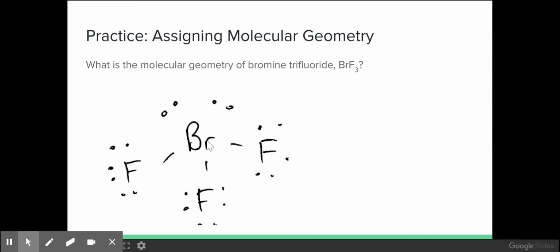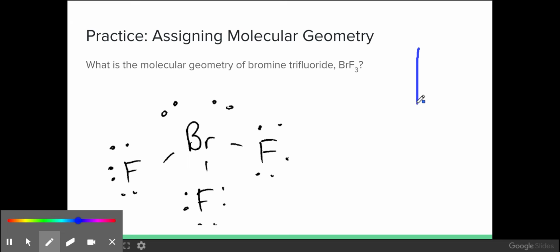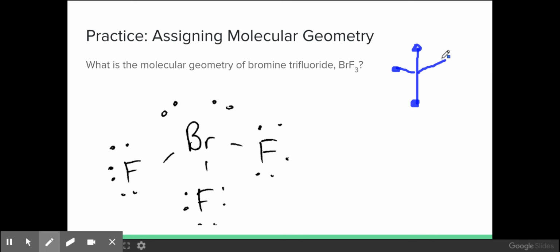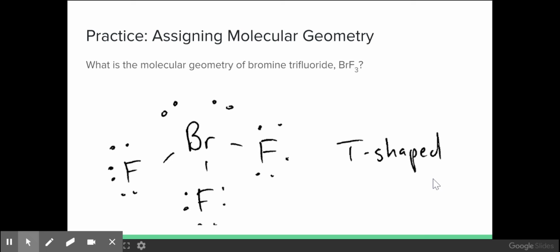Bromine trifluoride has 3 bonding domains, 2 non-bonding domains. That's 5 total domains. So we're starting within the trigonal bipyramidal base electron pair geometry. However, 2 of those sides of the equatorial triangle have been removed. So therefore, this molecule is going to be T-shaped. Bond angles are slightly less than 90 degrees because of those extra pairs of electrons pushing on the overall molecule.